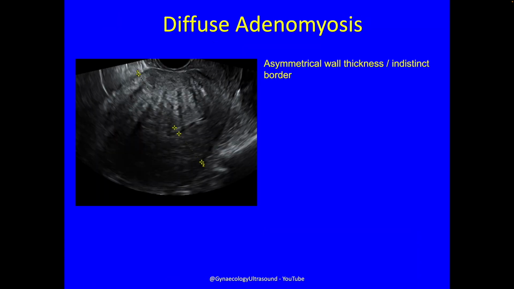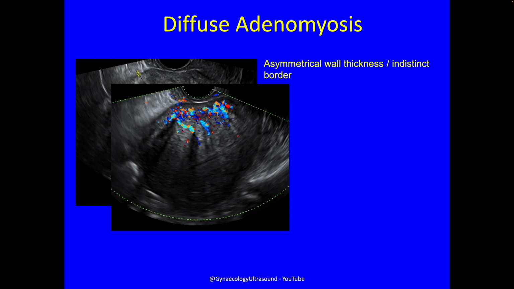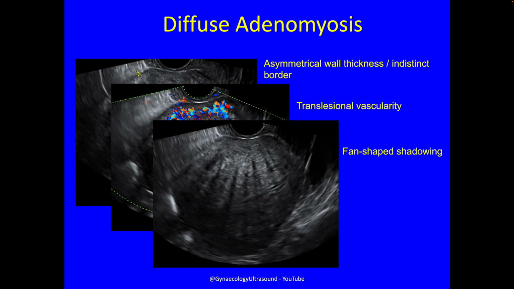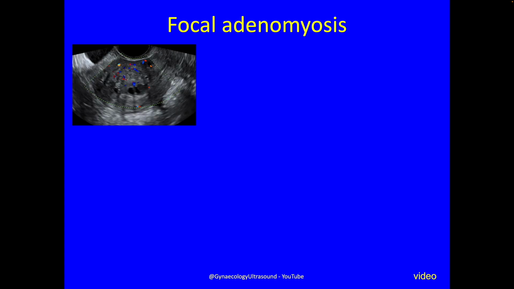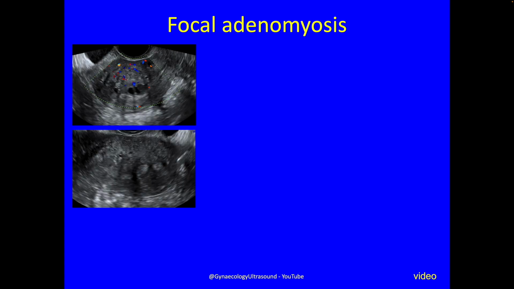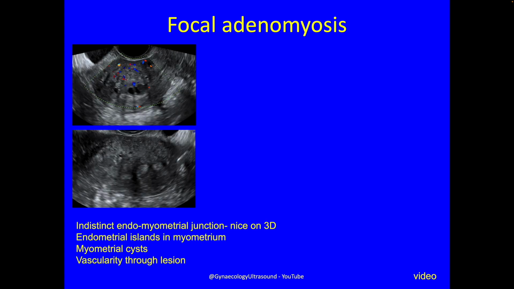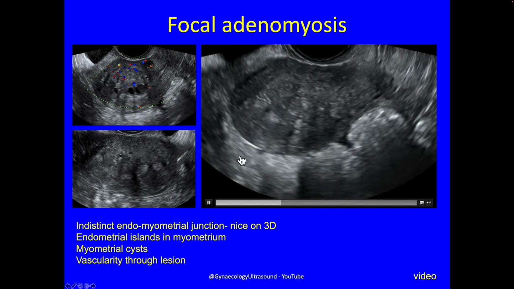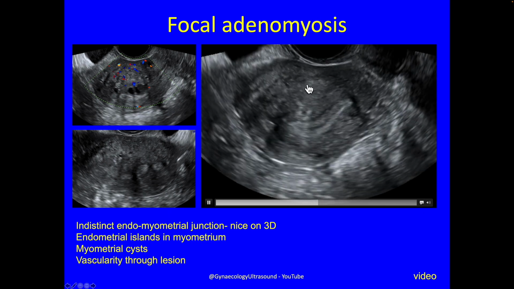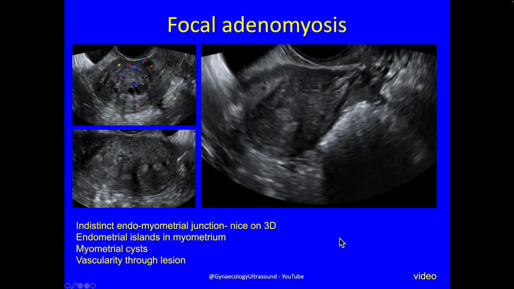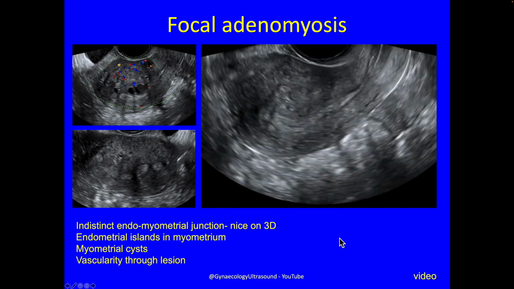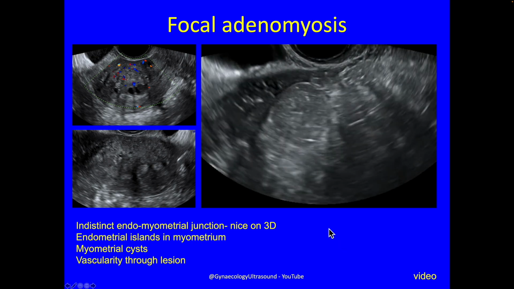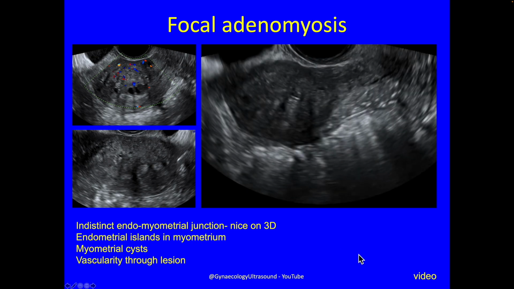Adenomyosis can be diffuse, where you get this asymmetrical wall thickness, translesional vascularity, and fan-shaped shadowing. Or it can be focal, as in this example, where you've got these islands of endometrium in the myometrium. We've got these myometrial cysts and hemorrhage within them. There's the hemorrhage, there's that focal adenomyosis, as you can see, but some of the rest of the myometrium looks quite normal, so focal adenomyosis.